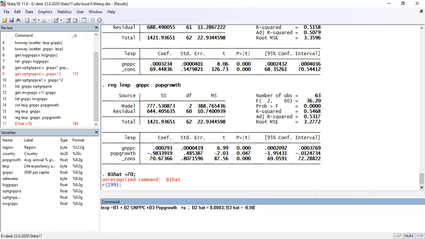If population growth increases by 1 percent, life expectancy on average will decrease by 0.98 years. Keeping GNP per capita constant, if population growth increases by 1%, life expectancy on average decreases by 0.98 years, almost 1 year. Life expectancy decreases almost by 1 year when you keep GNP per capita constant and population growth increases. Does that make sense?